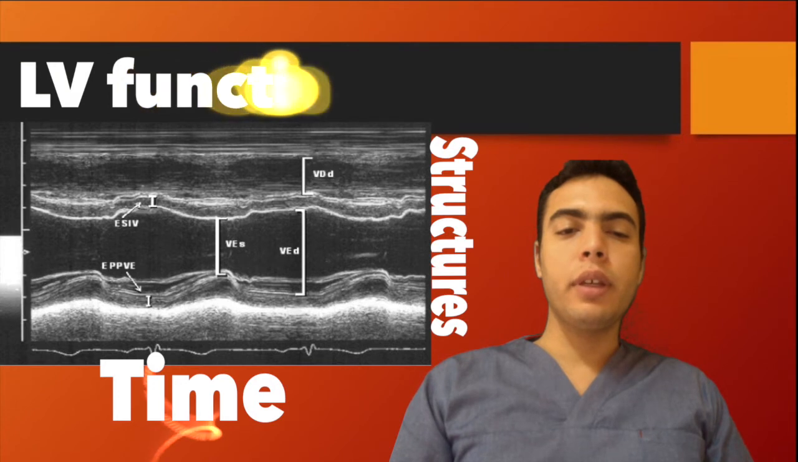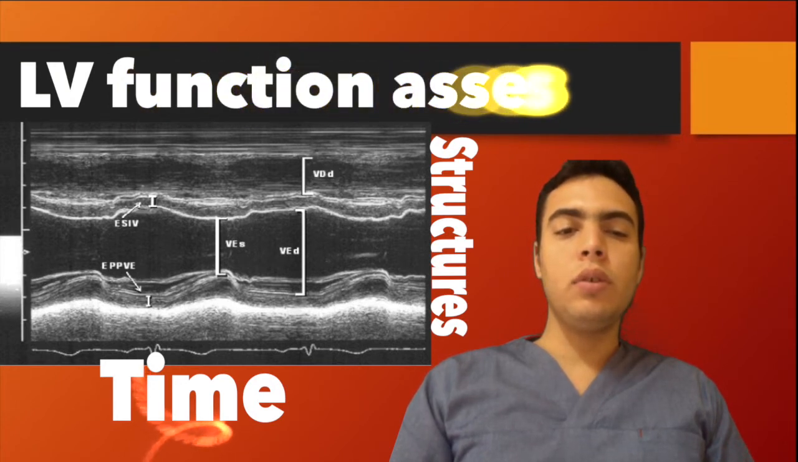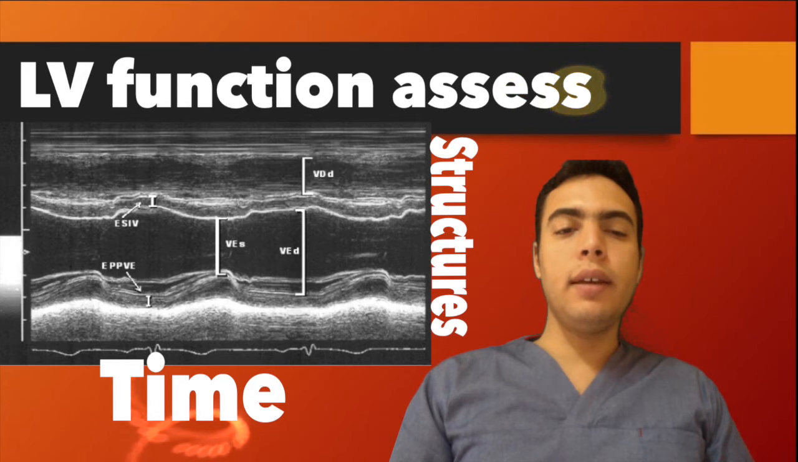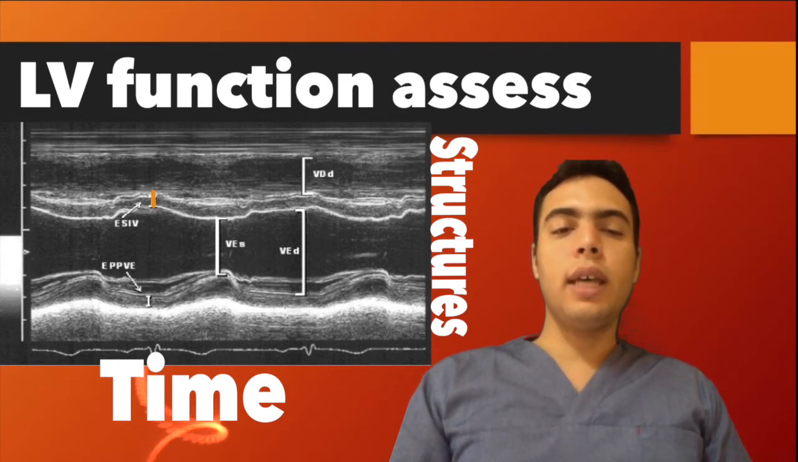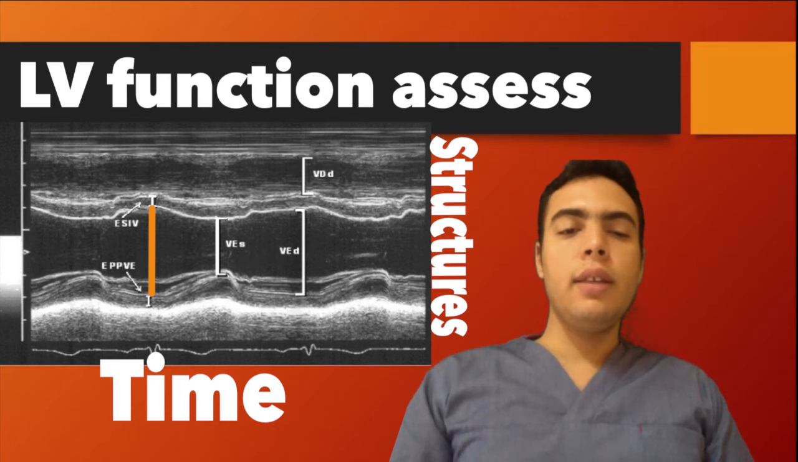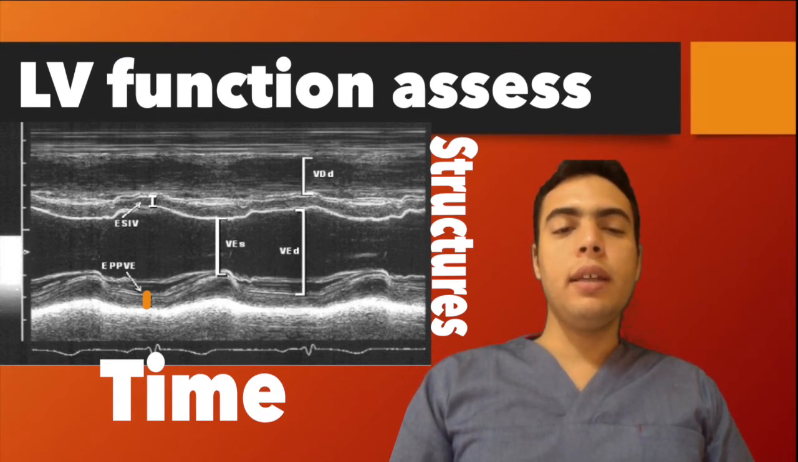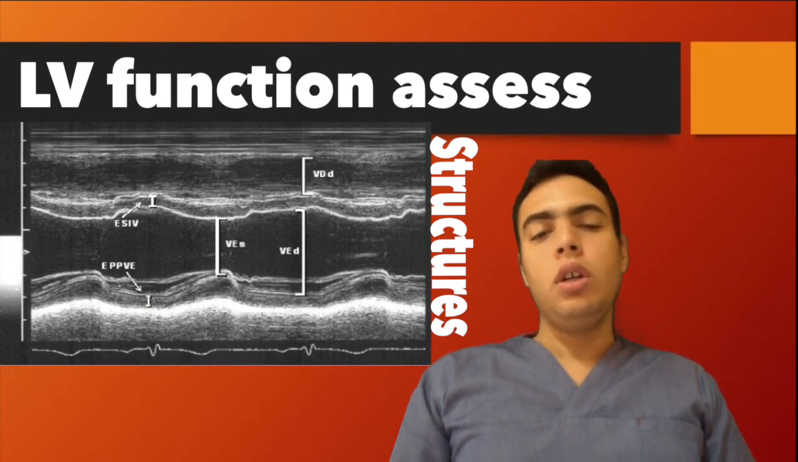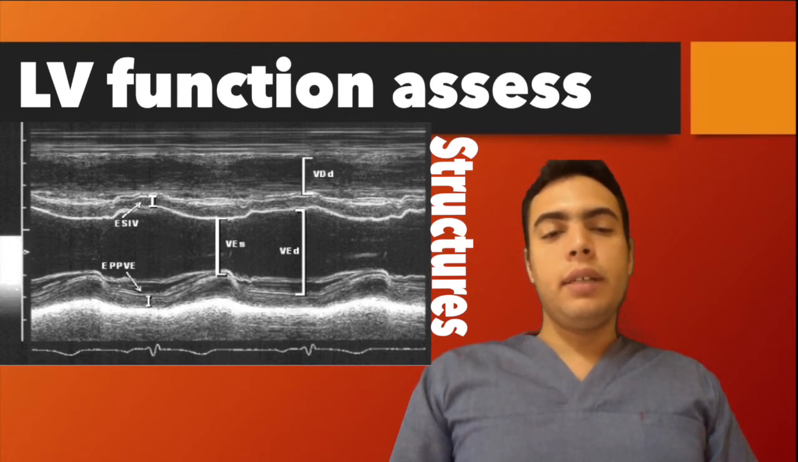Now the device will ask you to sign the interventricular septum, so you will choose from here to here, and then it will ask you to sign the left ventricle. You will choose from here to here. Then it will ask you to sign the posterior wall. You will choose from here to here. It may not ask you for that, by the way. It varies according to the device. Some devices ask you also to sign the right ventricle.